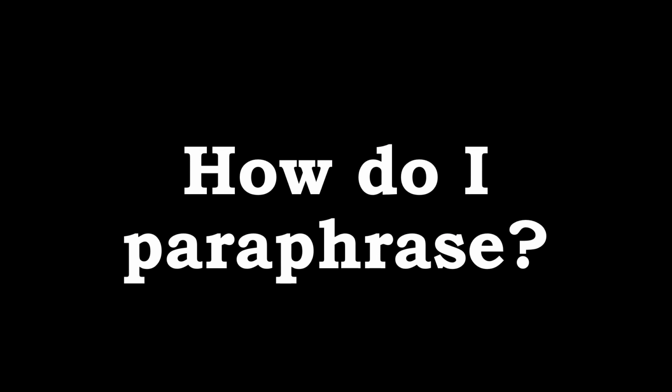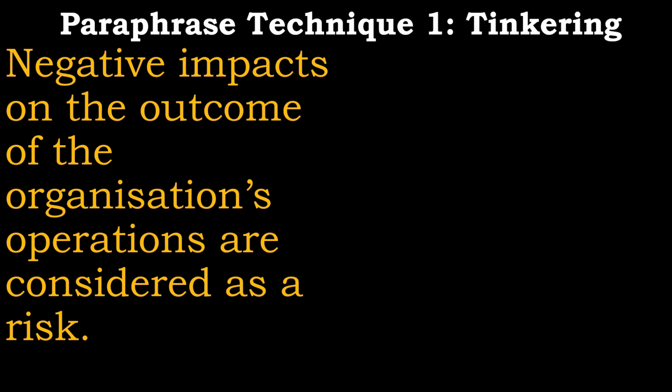We will now look at 3 ways to paraphrase. We will go through each of these 3 techniques to explore how we can paraphrase effectively. The first technique is called tinkering. This is where you tinker with the original passage to change the words.